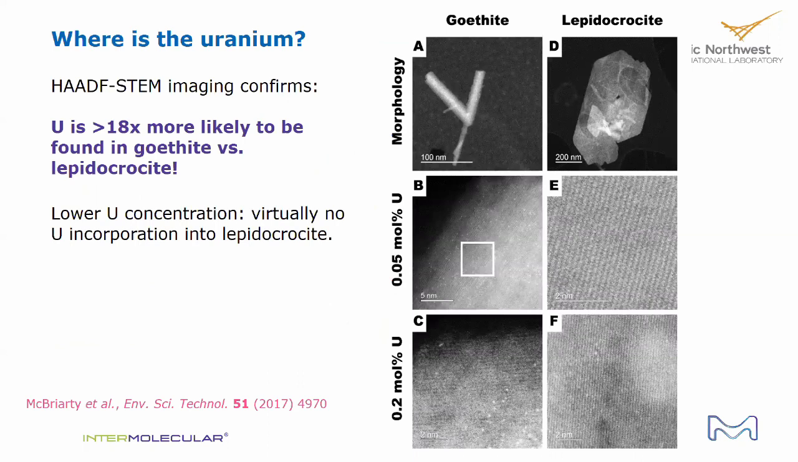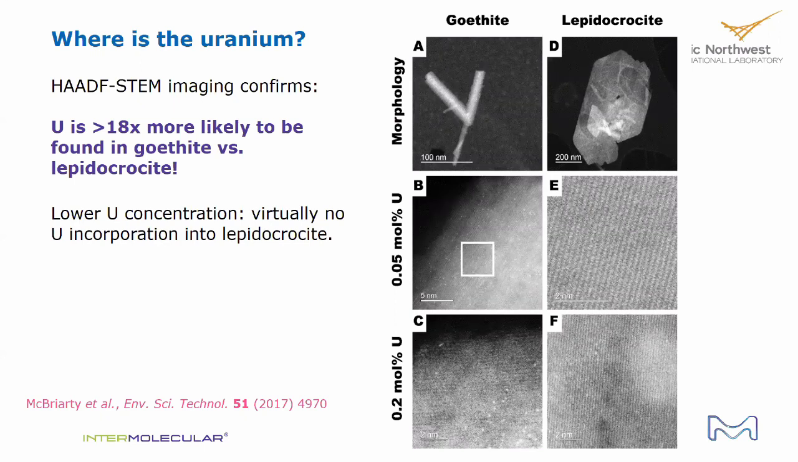And so we can confirm this with HAADF-STEM imaging, where we can see these little bright dots in the goethite, which correspond to strongly scattering uranium atoms. And we see these in the goethite, but we don't really see these in the lepidocrocite. Maybe we see a few of them in the higher uranium concentration sample. But overall, we estimated that uranium is a little bit more than 18 times as likely to be found in goethite as it is in lepidocrocite, based on the phase fractions that we calculated from XAFS and the overall amounts of goethite in the sample versus lepidocrocite.